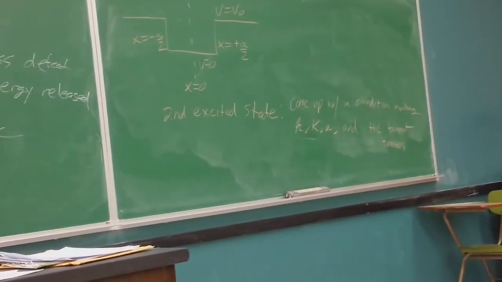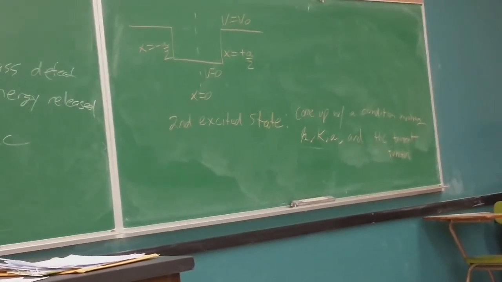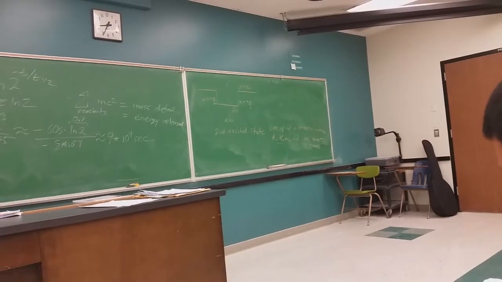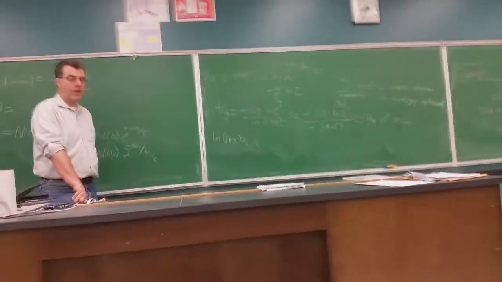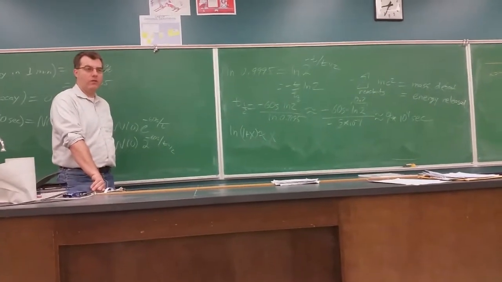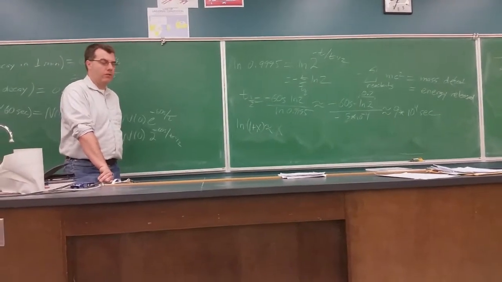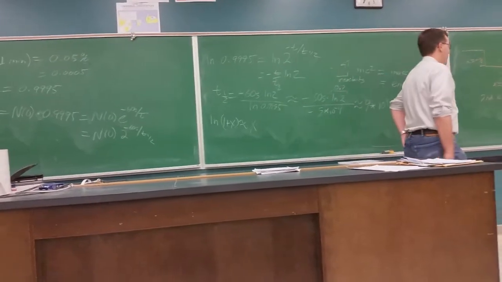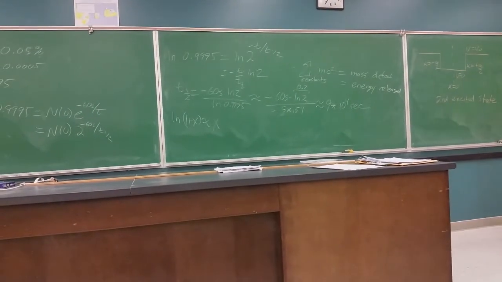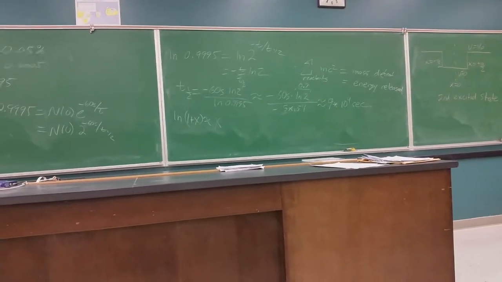So, do it. Talk to each other. You should probably start by figuring out whether that wave function is a sine, a cosine, or a mix of the two. So, talk to some people, figure out which of those it would be, and then come up with a condition. I'll be back in a few minutes.